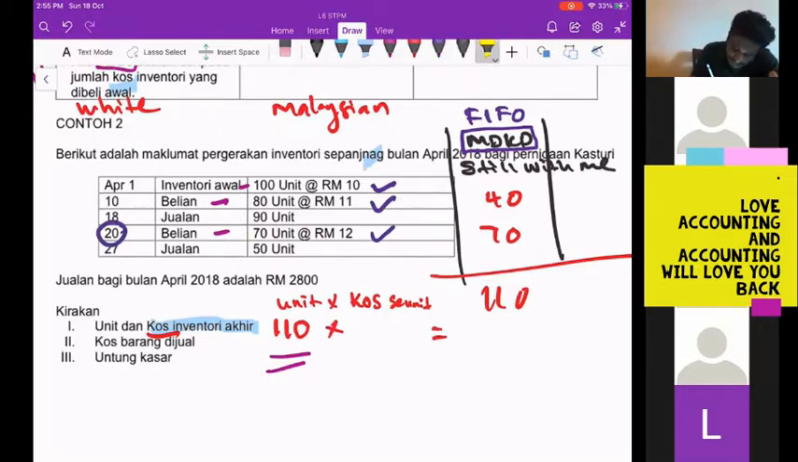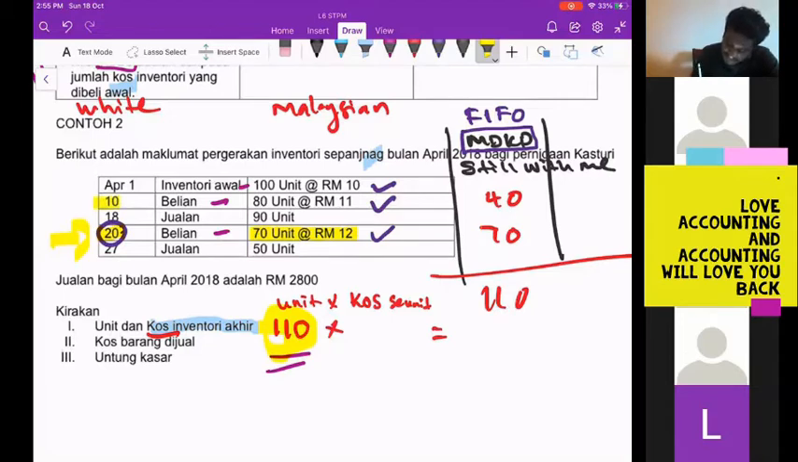So this one is still with me, but my total inventory left over in my business is 110. On the 20th, I only bought 70, so 70 is still with me. Out of this 110, 70 is still with me. The balance is 40. Let me check: 110 minus 70 is 40. Apart from this 20th, the latest one is on the 10th.